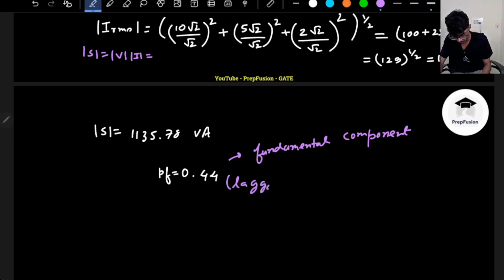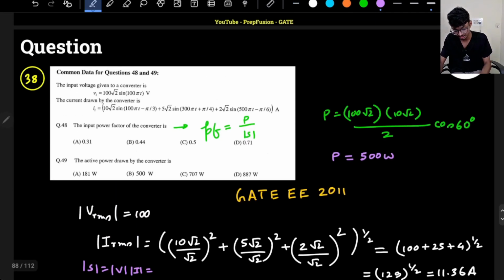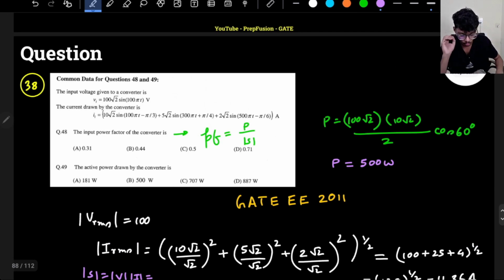Don't worry if you don't understand the fundamental, because trust me, no educator will take this question in network theory. The network theory teacher will say this question is for power electronics, the power electronics teacher will say it is for signals, and the signals teacher will say it is for network theory. So no one will take this question. I am still taking it because I know there will be doubt in your mind.